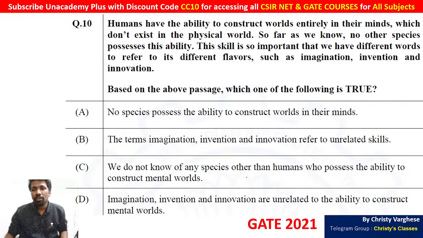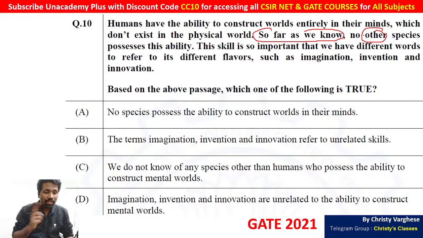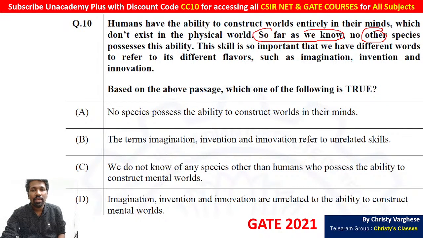As far as we know, that is a very important phrase here, that gives you the indication to the correct answer. No other species. It is not saying no species. It is saying no other species. No other species means no species other than human beings possesses this ability.